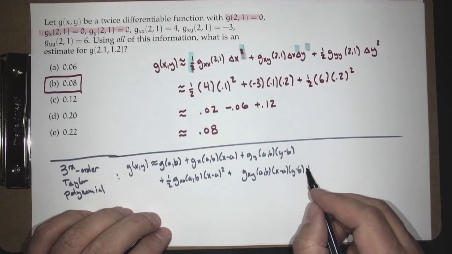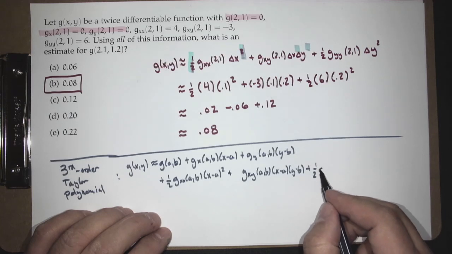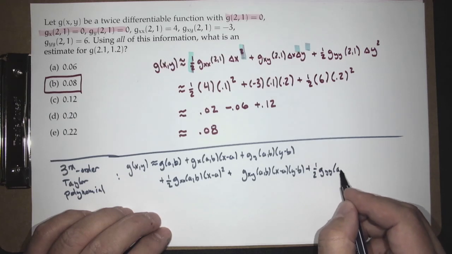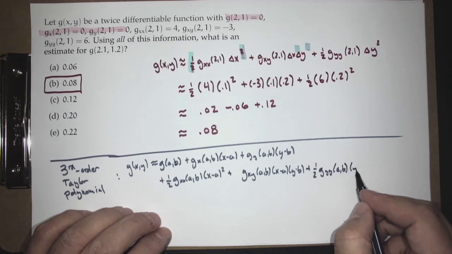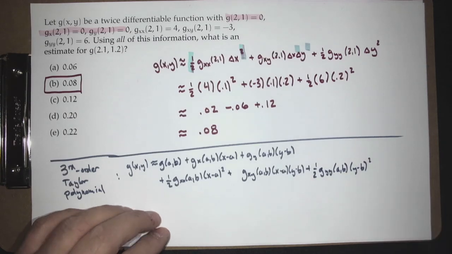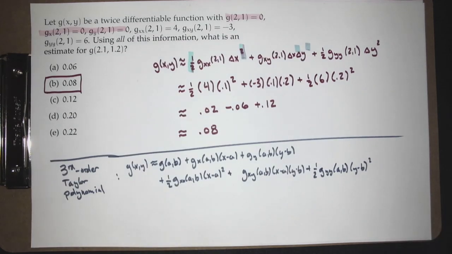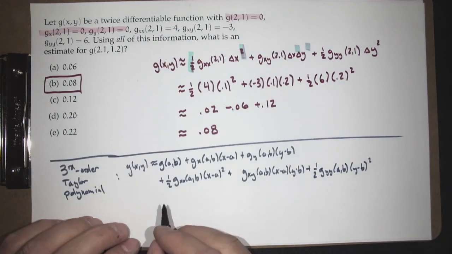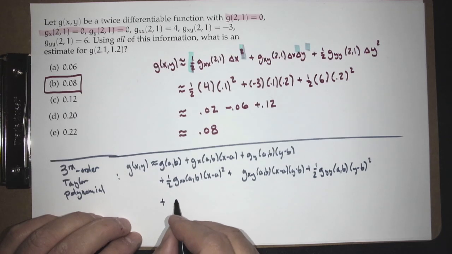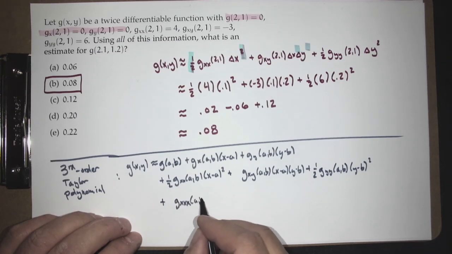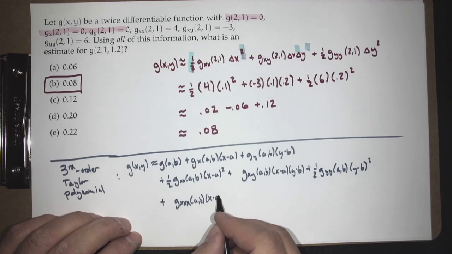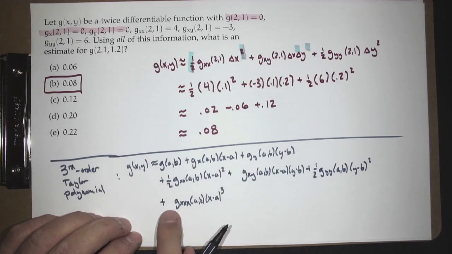Okay. So then we have our other term, and just in the interest of time, I'll just say it's g_yy of (a,b). Okay, great. Now we get to third order terms. So, suspicious gap, g_xxx of (a,b) times (x minus a) cubed. What goes in front?